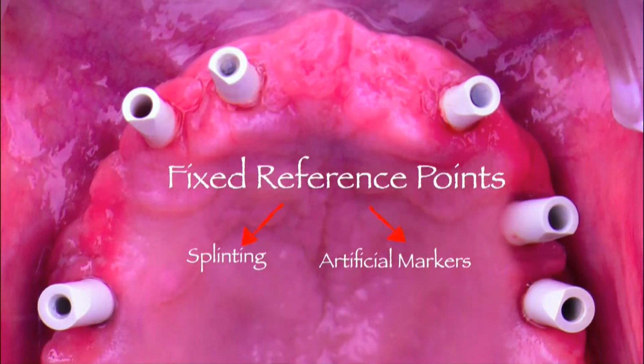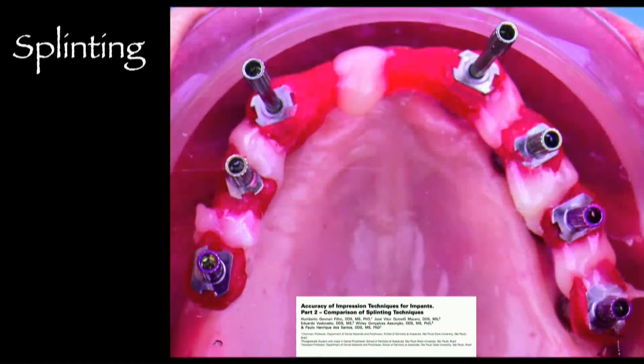So the literature describes two methods to improve fixed references in completely edentulous cases, one of which is splinting, and the other is using artificial markers. Let's talk about splinting in a bit. So we know from our analog workflow, splinting works very well because it decreases micromotion from those impression copings, hence decreased distortion. So splinting works for the analog.